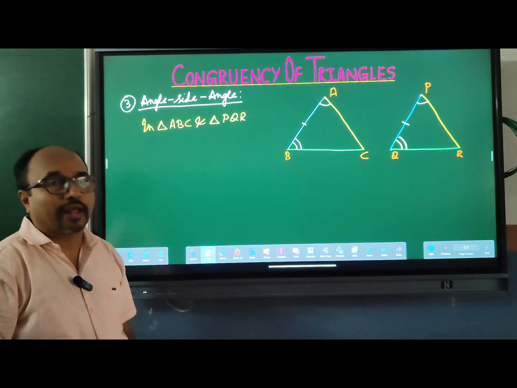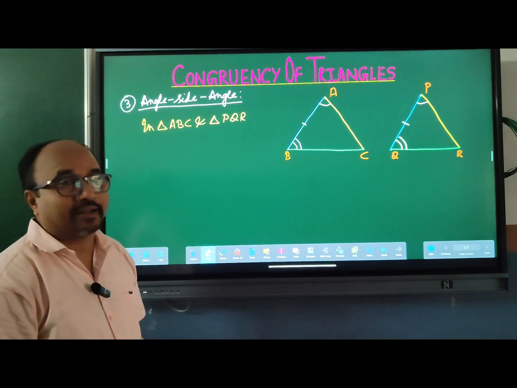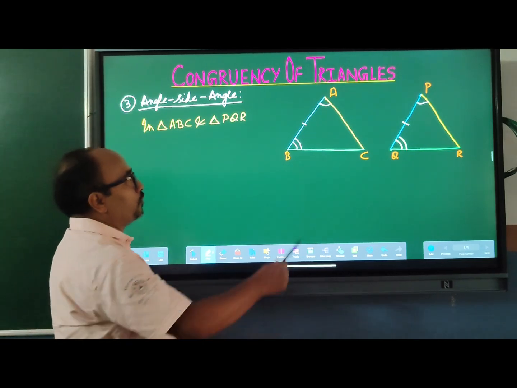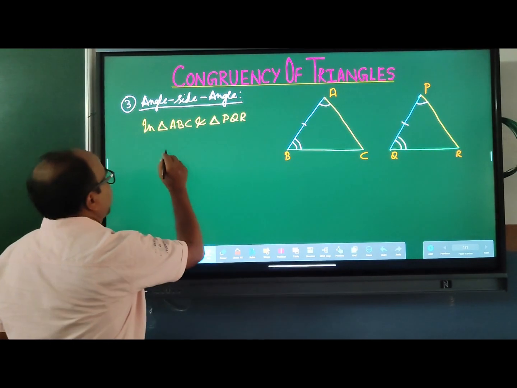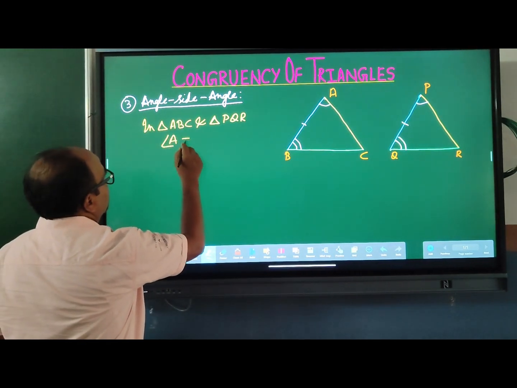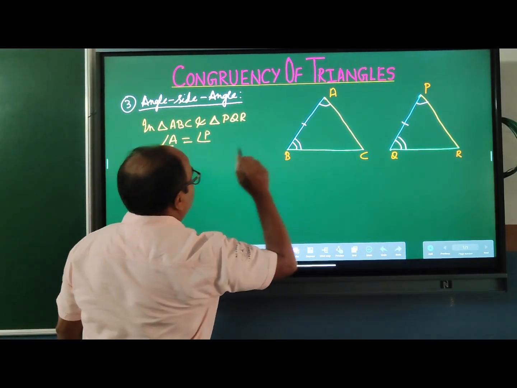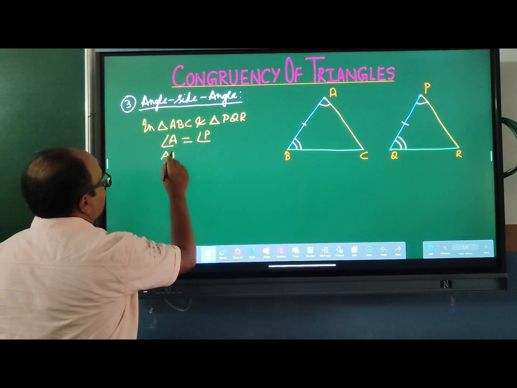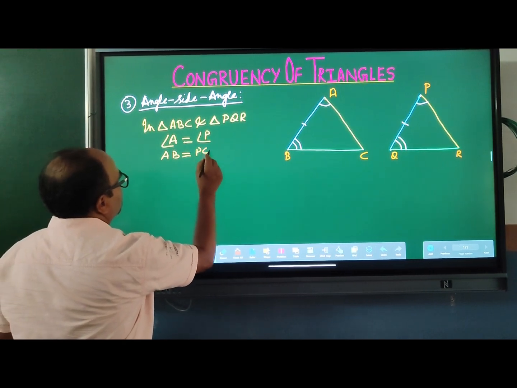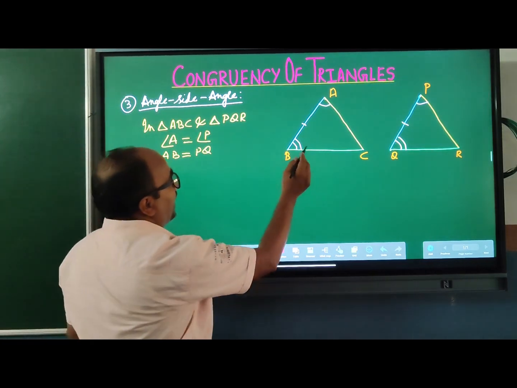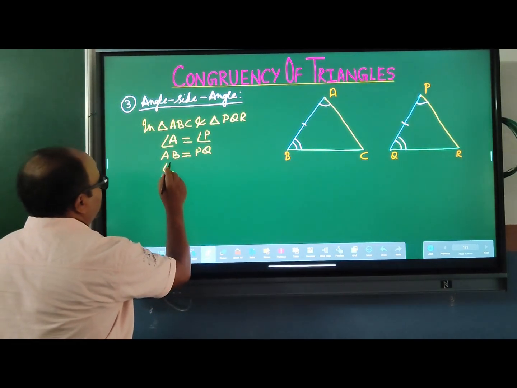I am writing the two triangles, triangle ABC and triangle PQR. First of all, we will take angle A equals angle P. Then we will write AB equals PQ. And then we have angle B equals angle Q.